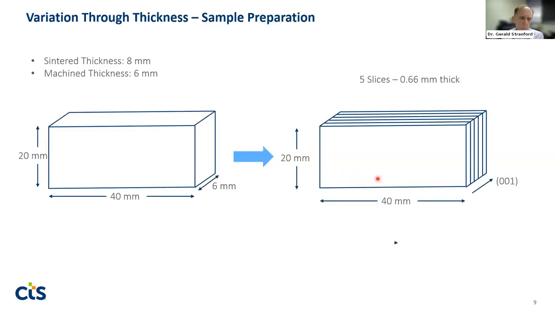So that led us to ask, what's going on as we go through the thickness of the material? So we took one of those 8 millimeter pieces that we'd been sintering, and after first machining to get the surfaces flat and parallel, it was ground to 6 millimeters thick. You can see the XY dimensions here are 20 by 40 millimeters. We then sliced this into 0.66 millimeter thick wafers. So we were able to get 5 full thickness wafers out of this 6 millimeter part. I've indicated the 001 direction here. So each of these wafers does get electroded and poled through the thickness.